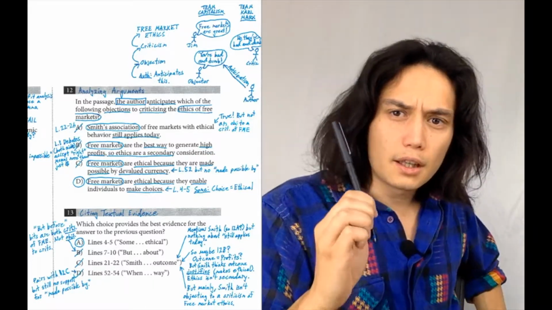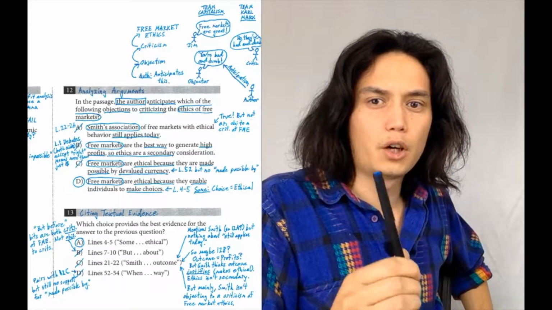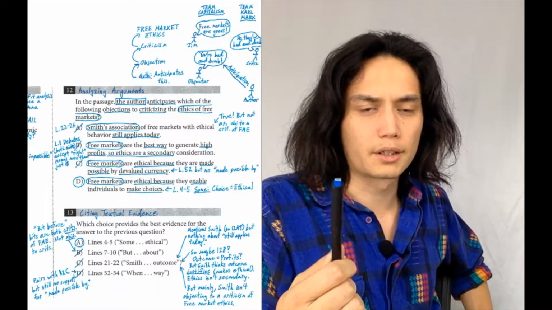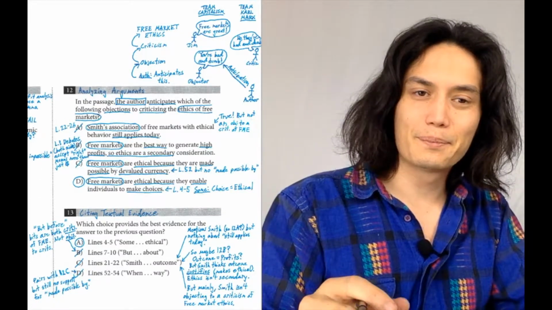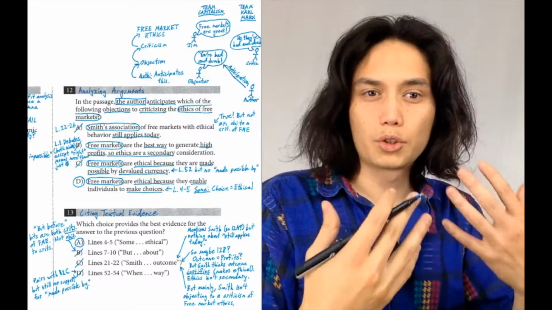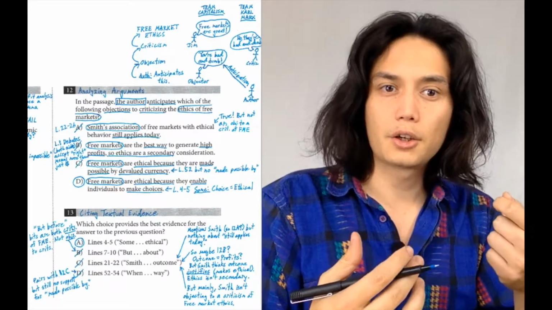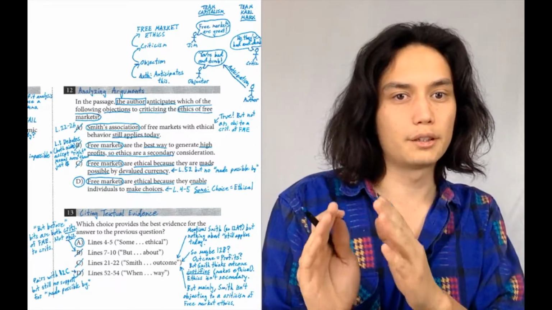So again, in the passage, the author anticipates which of the following objections to criticizing the ethics of free markets. Now, this is a really complicated prompt. They're asking a lot more than just which of the following is a thing that happens in the passage. Instead, they're asking for a claim that plays a very specific argumentative role.